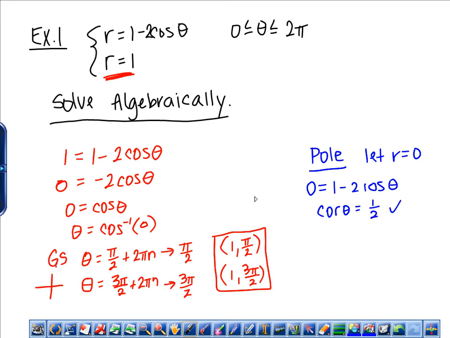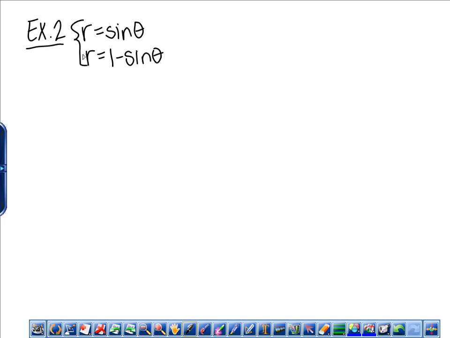Now we obviously are going to have a problem here when we let 0 just equal 1. This is an obviously false statement, so the pole is not a solution. But if both of these could be solved, it doesn't even matter what theta is. If it could be solved, then 0, 0, the pole would be a solution. Okay, let's do another example.